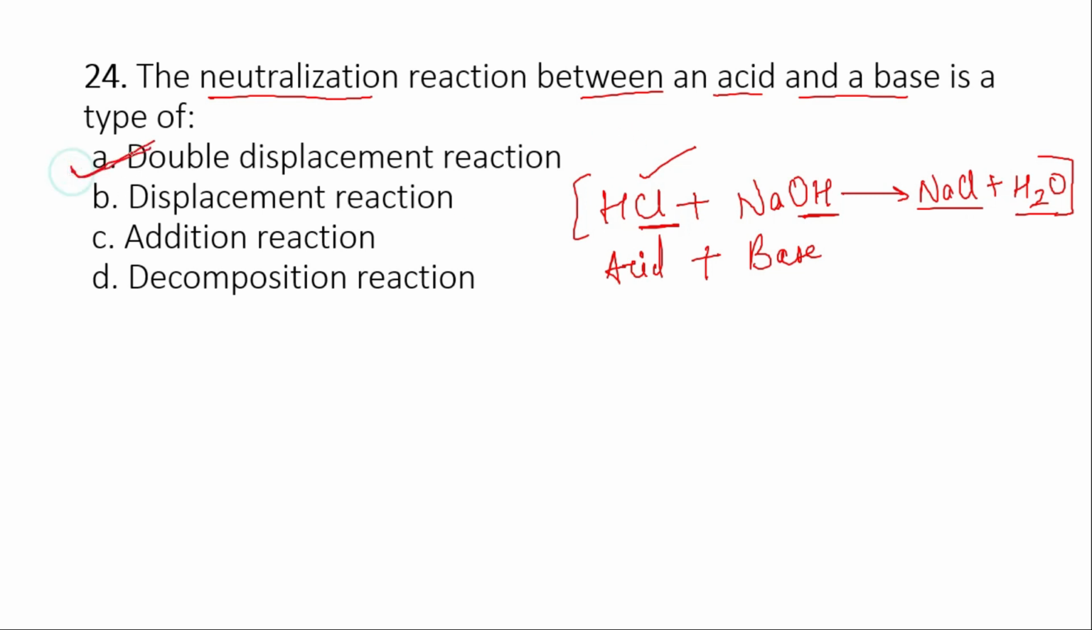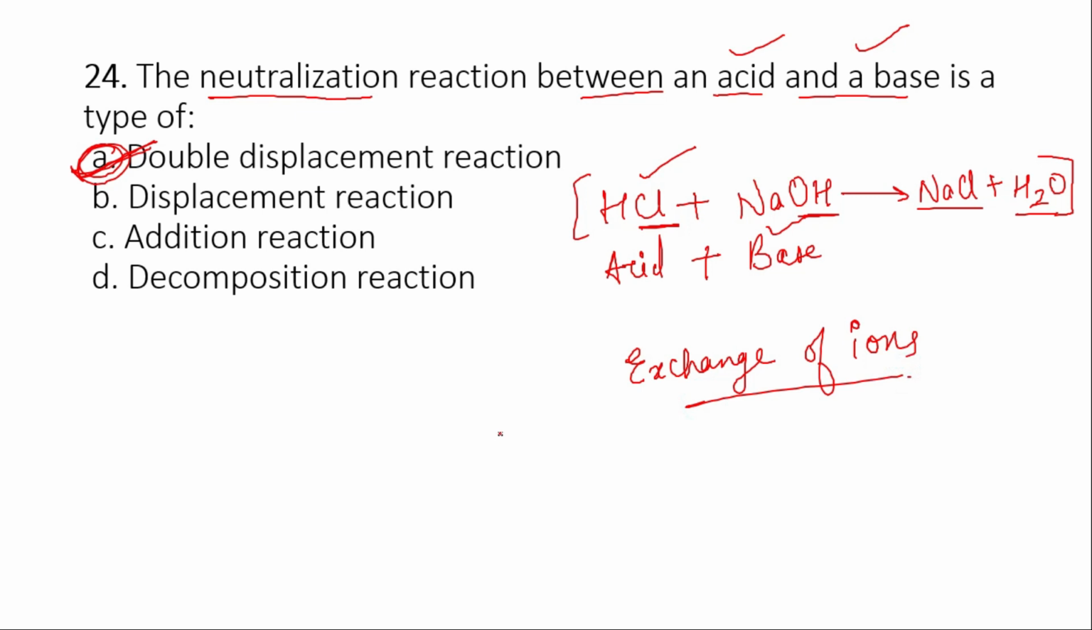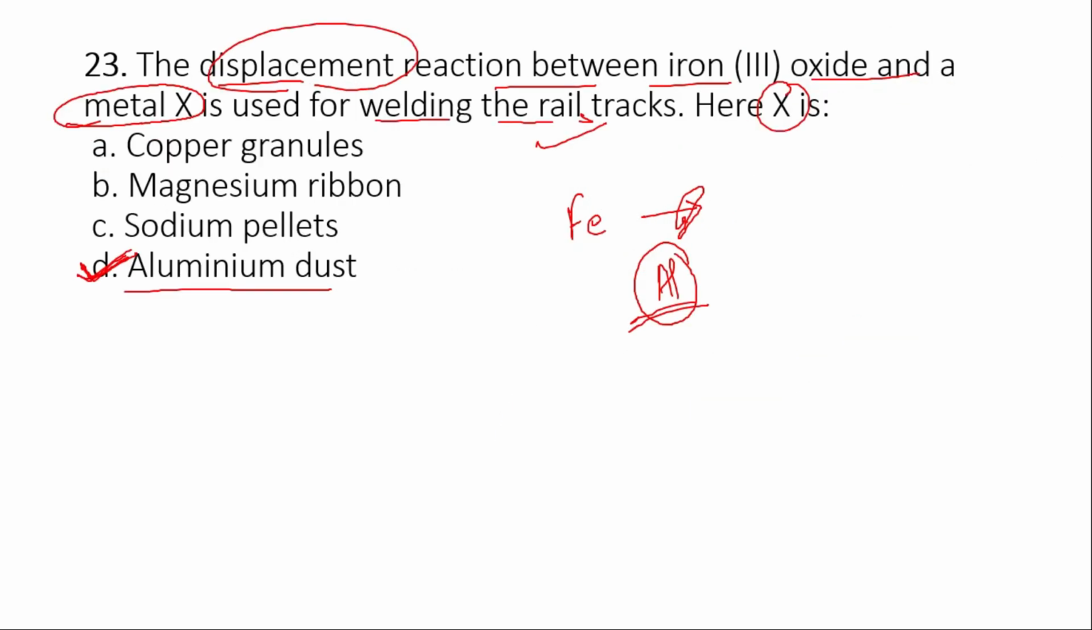double displacement reaction. So acid, when it is reacting with base, it is going to show double displacement reaction, or it is an exchange of ions taking place in this reaction. So I hope this is very clear to you. Moving to the next question.